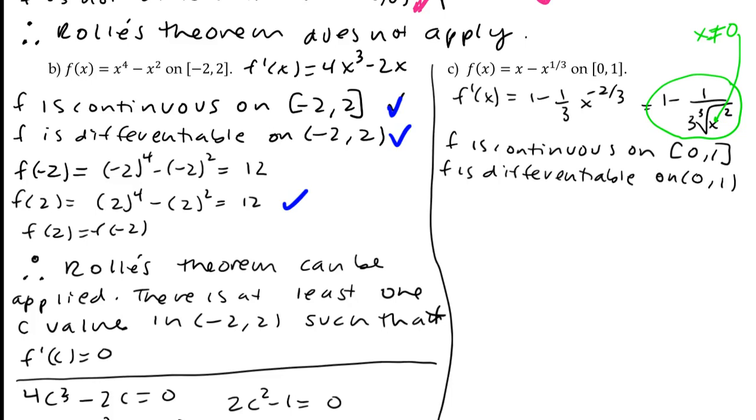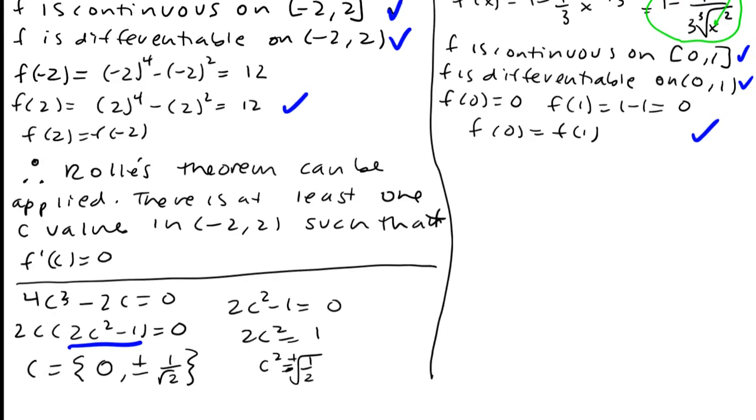Okay, now we have two checks, right? We have differentiability and continuity. Now we have to find the output at the endpoints. So f of 0 is 0. You guys can see that. And f of 1 is going to be 1 minus 1, which is 0. So we have f of 0 equal to f of 1. Okay, Rolle's is a go.